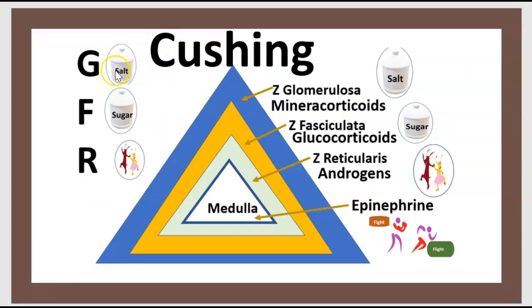Cushing, think about GFR. G for glomerulosa, think salt. F for fasciculata, sugar. R for reticularis, androgen. And the medulla is epinephrine, fight and flight.